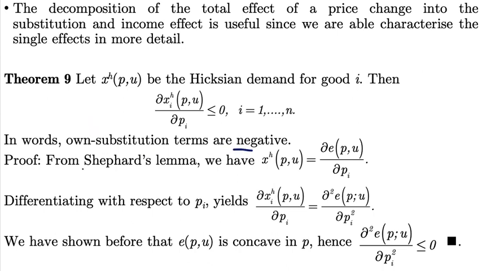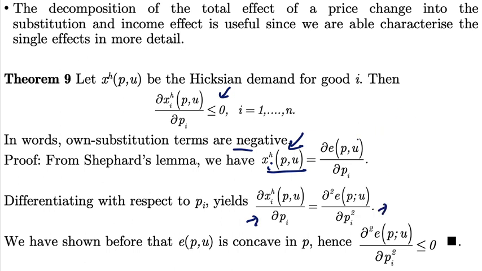How to prove it? We can use Shephard's lemma here. Shephard's lemma says that in order to obtain the Hicksian demand function, we need to differentiate the expenditure function with respect to the price of good i. Let's say this one is the Hicksian demand function for good i. Because we need to prove that this one is negative, we need to differentiate this with respect to its own price, pi. So you differentiate the left-hand side and the right-hand side again with respect to pi, and what you get is this.